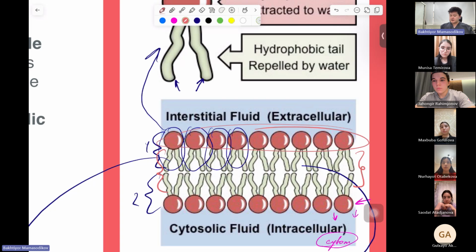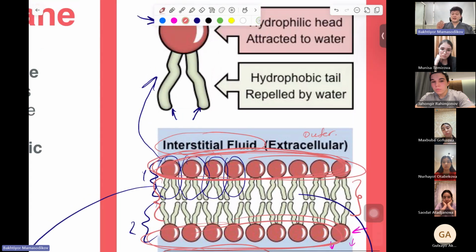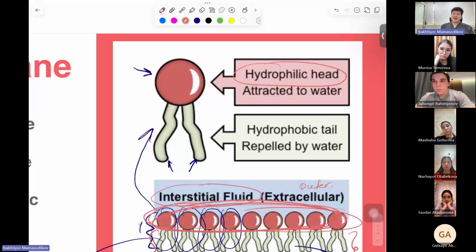In the inner layer, we have cytoplasmic fluid inside the cell. This is cytosolic fluid. And we have interstitial fluid outside of the cell. That means this is the outer layer. In both layers of phospholipids, the heads face the outer and inner portions, where the fluid is available. That's why the head is called the hydrophilic head.